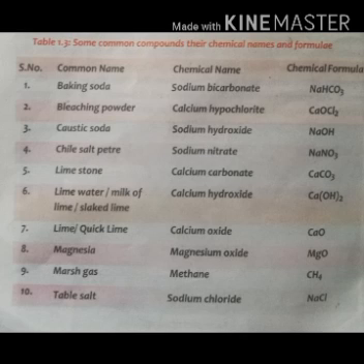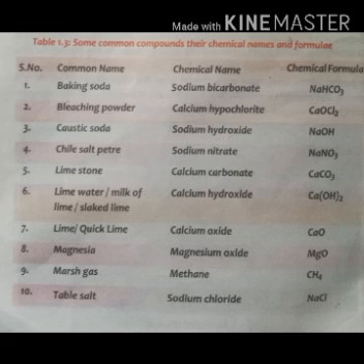Dear students, now here is a table of some common compounds along with their chemical names and formulae. Common name, chemical name and chemical formula. First one is baking soda. It is the common name, and the chemical name is sodium bicarbonate. Chemical formula is NaHCO3.